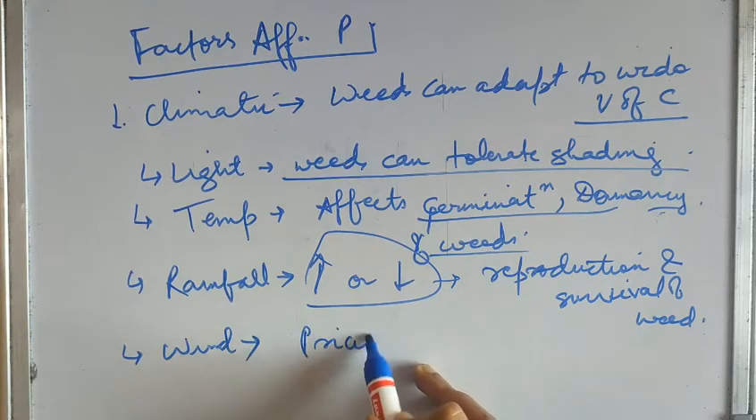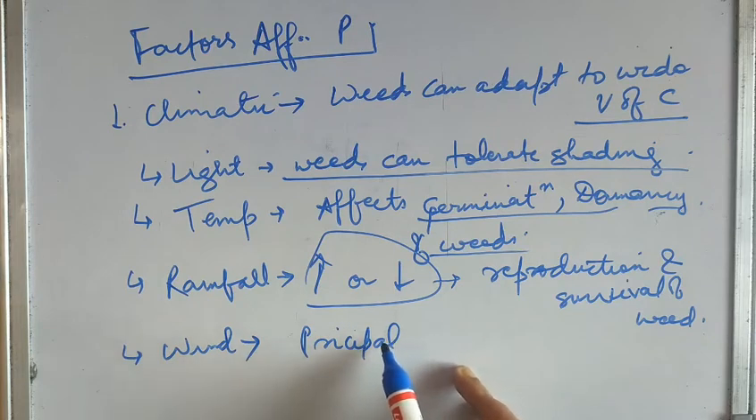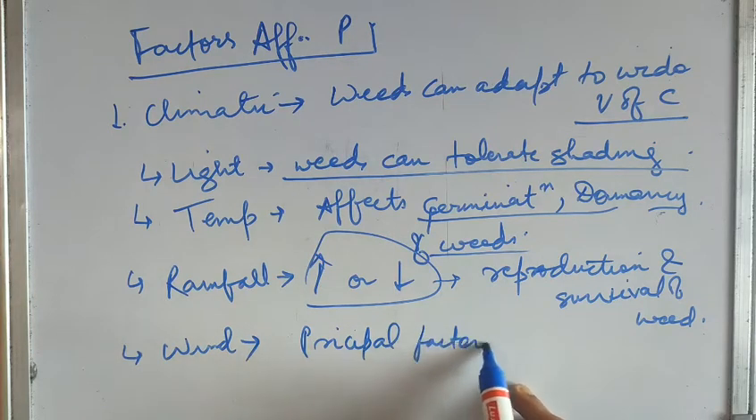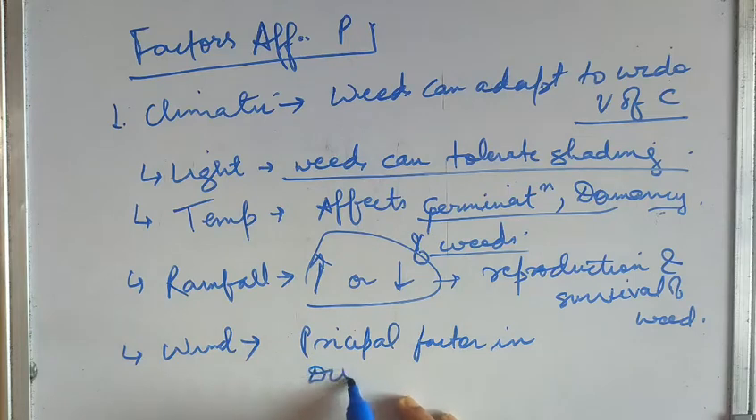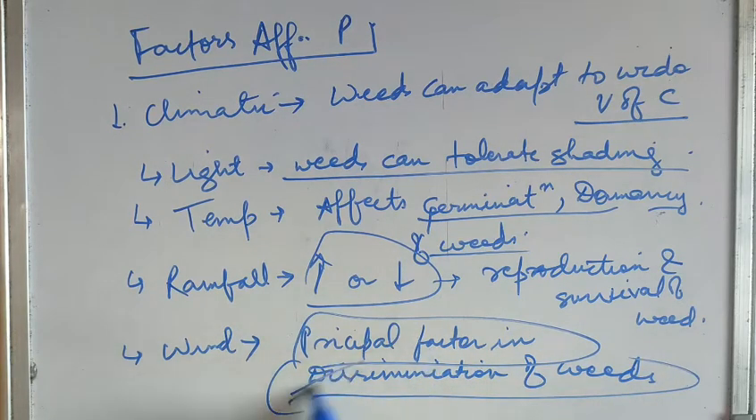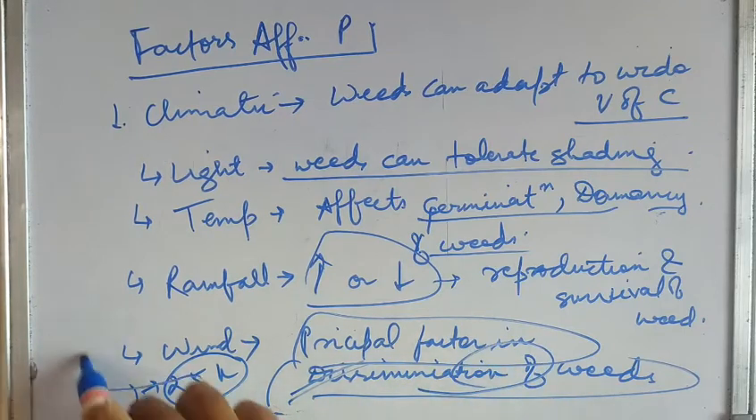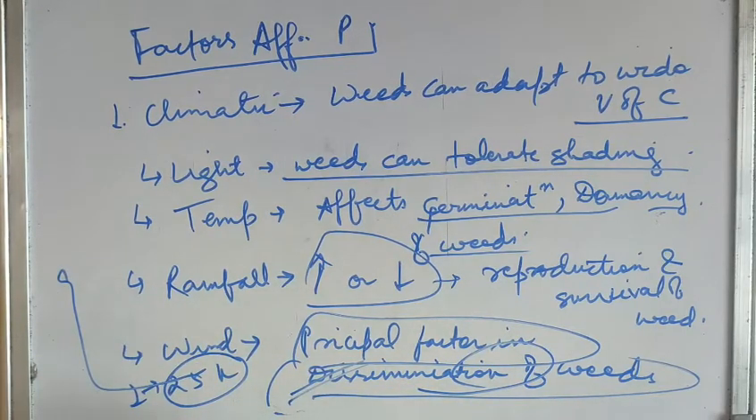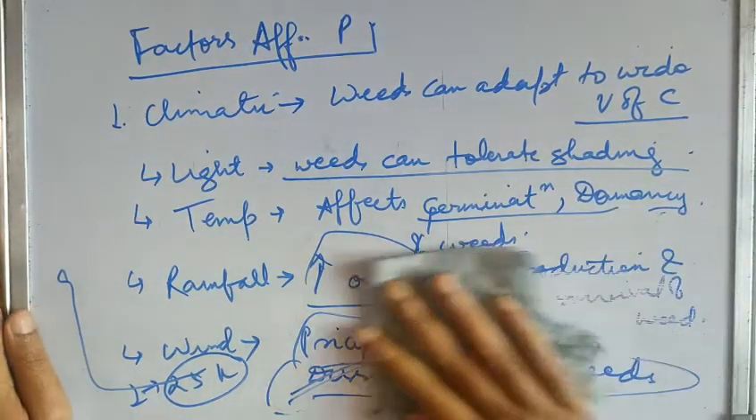Wind is the principal factor in dissemination of weeds. Why? Because this is the factor which leads to the dispersal of weed seeds, which produce a lot of seed. A single plant of weed can produce around 25,000 seeds, and without wind, how will the dispersal be possible? So that is why wind is the principal factor in dissemination of weeds.